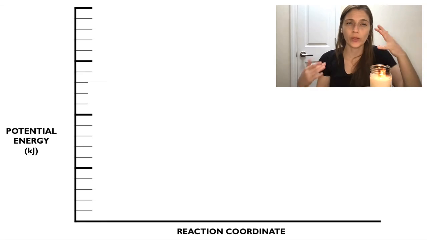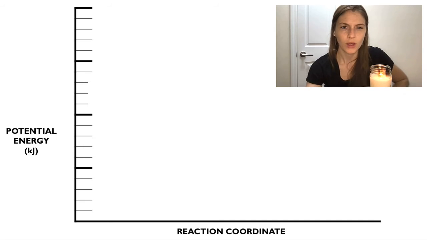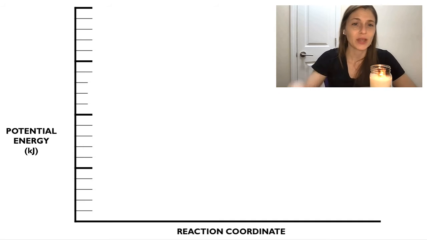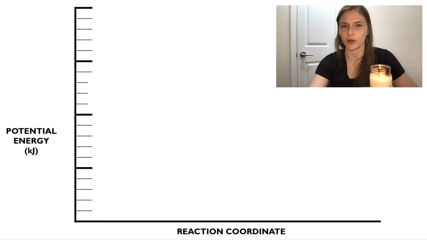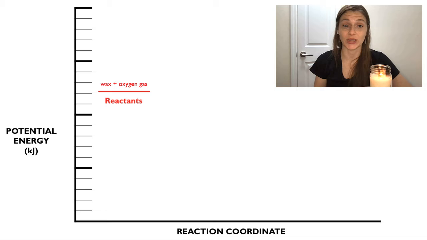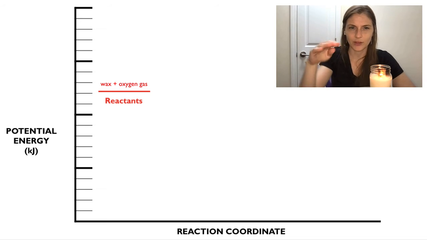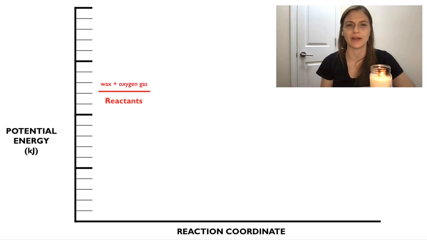Let's think about how we would map out this reaction that I just started on a potential energy diagram. Let's set ourselves some amount of potential energy that all of the reactants together had, the sum of all the potential energy of the reactants. So again, my reactants here would be wax and oxygen gas in the air. Let's say that I have where that red line is. If I match that up to the y-axis, that is the amount of potential energy.